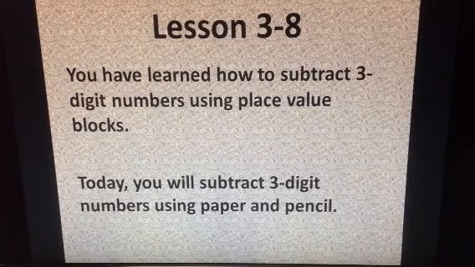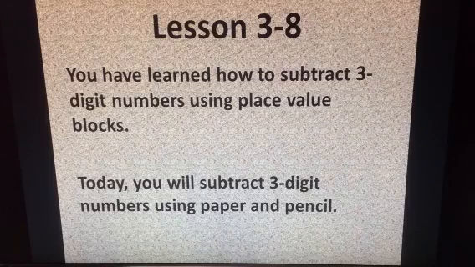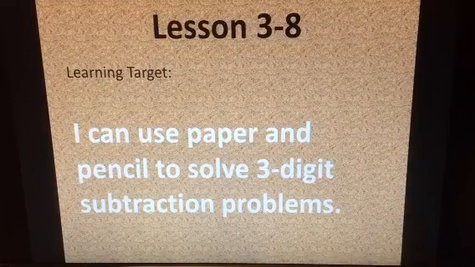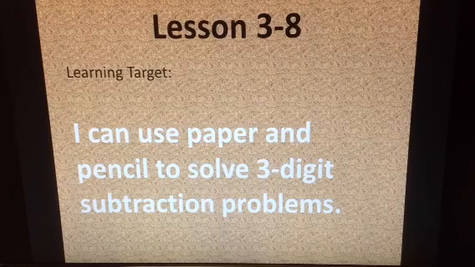Today's lesson is 3-8, and it is subtracting using pencil and paper methods. You have learned how to subtract three-digit numbers using place value blocks. Today you will subtract three-digit numbers using paper and pencil. I can use paper and pencil to solve three-digit subtraction problems.